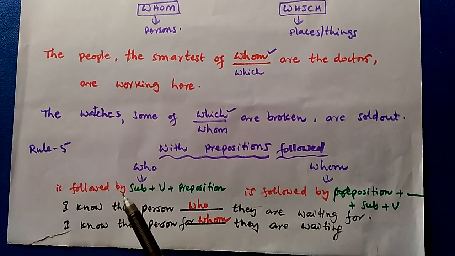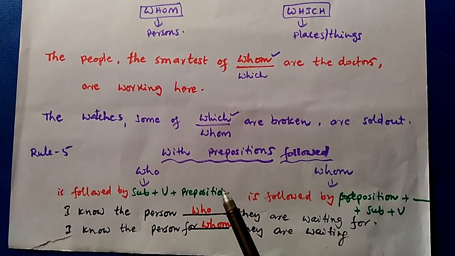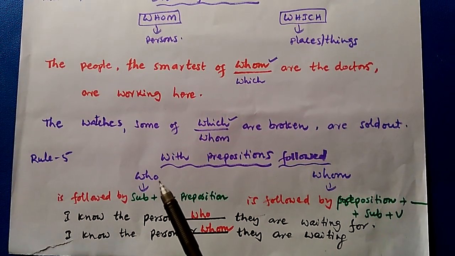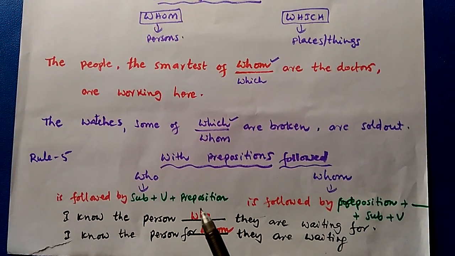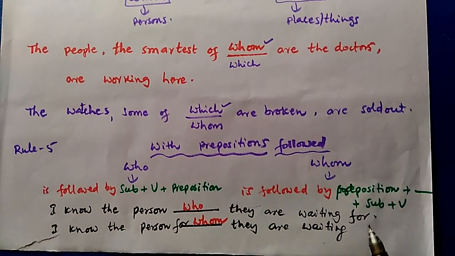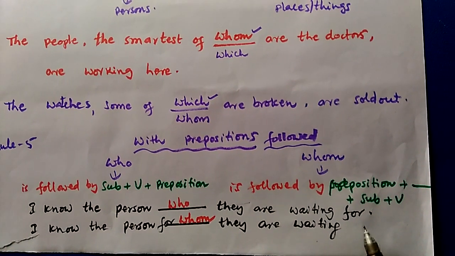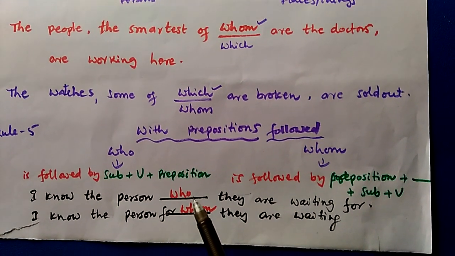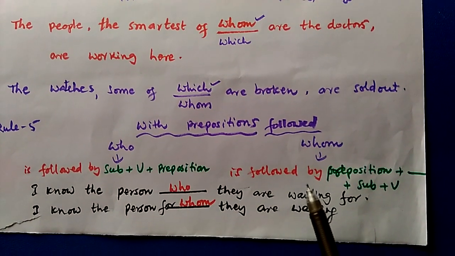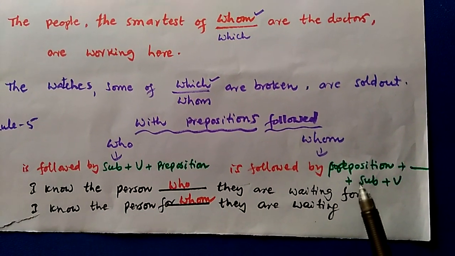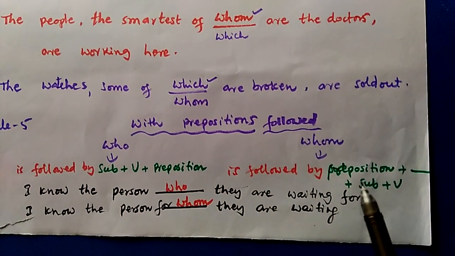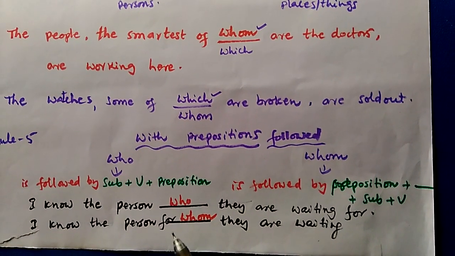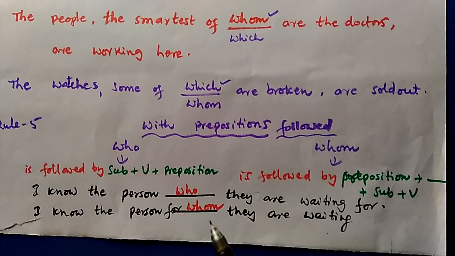If the blank is followed by subject plus verb plus preposition, then we prefer to use who. That means here who may refer to an object, but the preposition must be kept at the end of the sentence. Here the preposition for is at the end of the sentence, so who is used even though it shows the object place. If there is a preposition before the blank, then we prefer to use whom.